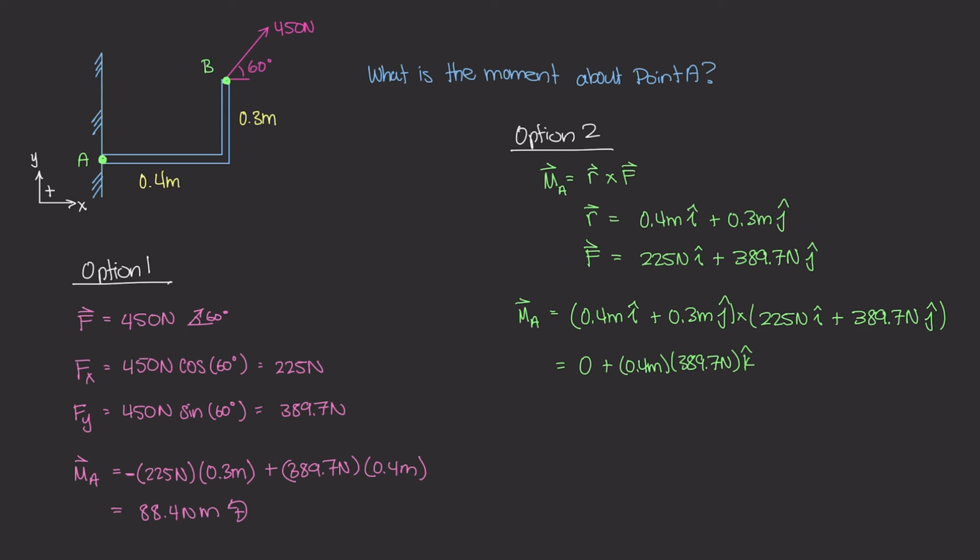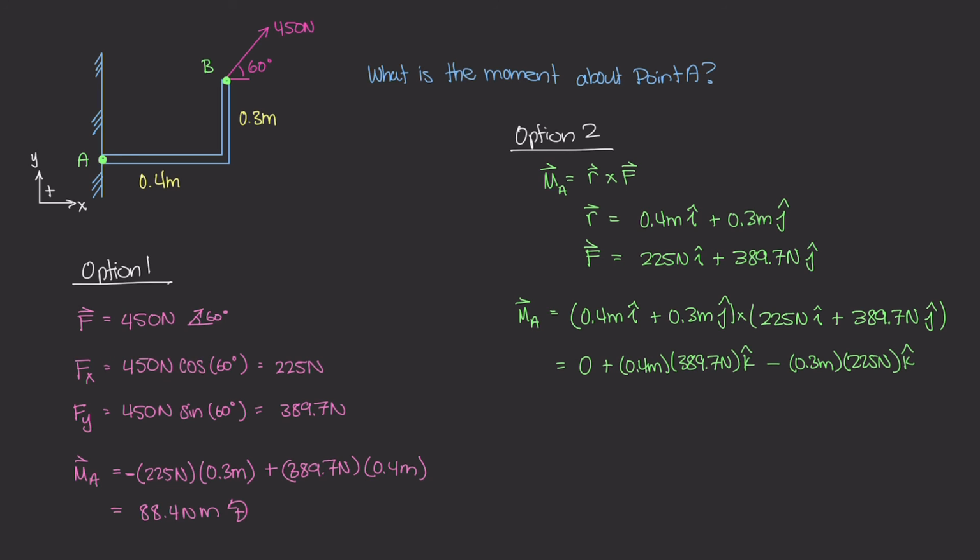Okay, awesome. So then we can move on to the y component here. We'll do this component crossed with this component. So we're going to plus 0.3 meters times 225 newtons. Now, this is j cross i. So we're going to get k, but because we did j cross i, we're going to get a negative k. So what I'm going to do is just change this plus sign to a minus sign. And then we can put our k unit vector right here.